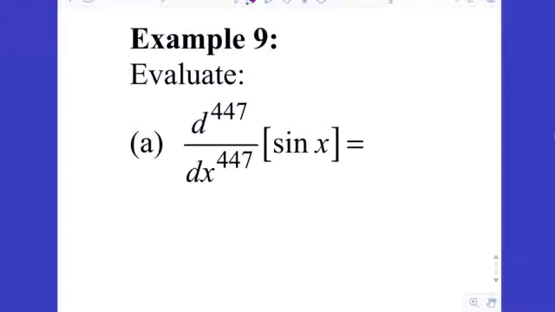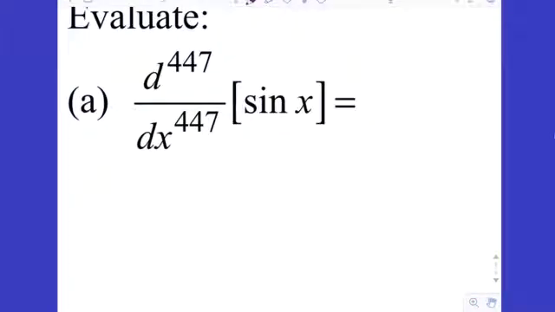All right, example 9. What is that asking us to do? Take the 447th derivative of sine of x. Okay. What is the second quote of the day? I finally changed the quotes. The secret of getting ahead is getting started. Thanks, Mark Twain. The journey of 1,000 miles begins with the first step.